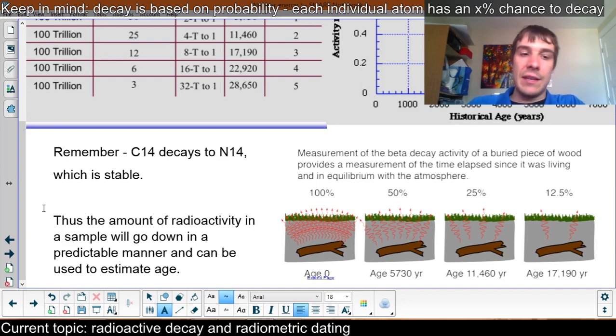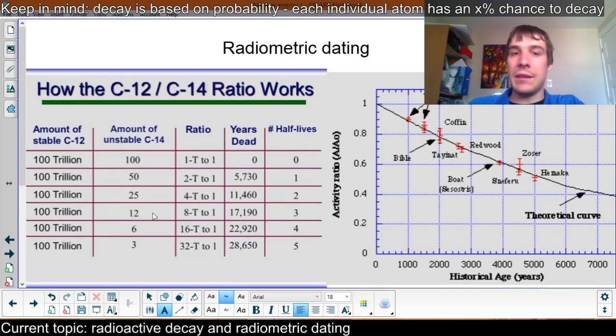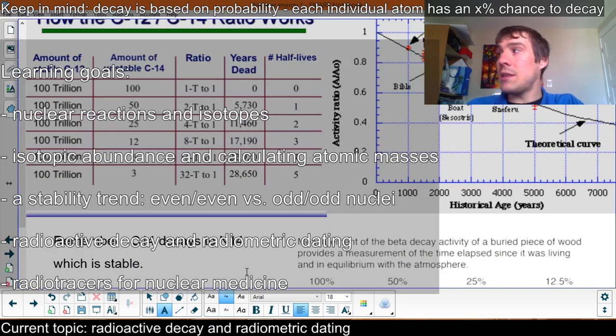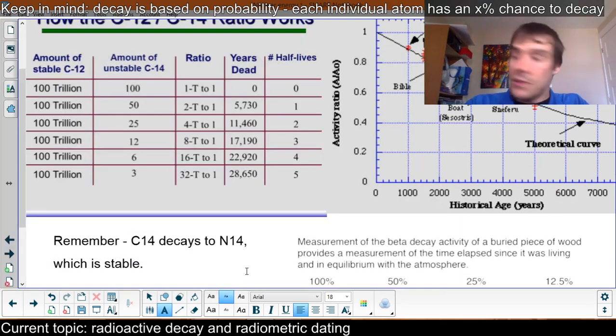There's lots of different dating methods, and you can look that up yourself if you feel like it, but that's how radiometric dating works. We have one last thing to talk about, which is radiotracers for nuclear medicine.